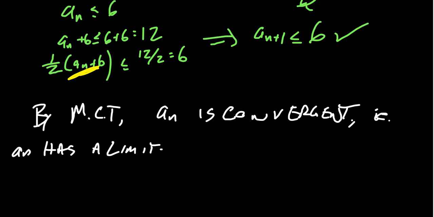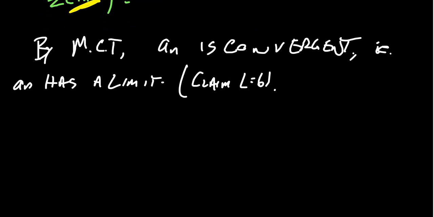Now it has a limit, and we suspect that limit is 6. Our claim here is still that the limit is equal to 6. Now be aware that the monotone convergence theorem does not tell us what the limit is. It tells us that a limit exists. And because the limit exists, we still have to compute what it is. Now our claim is 6, and it's a pretty good claim, and I want to show you how we actually prove it now.